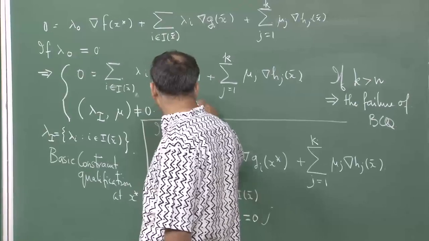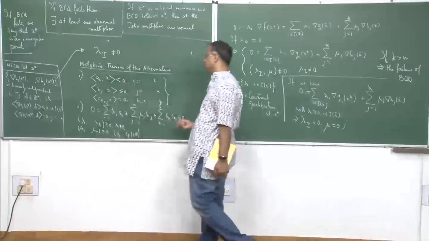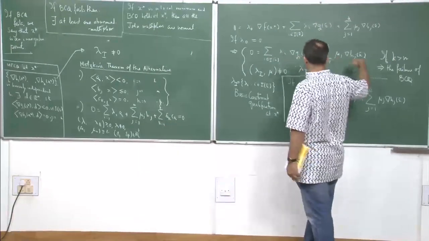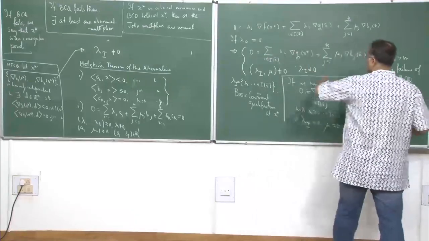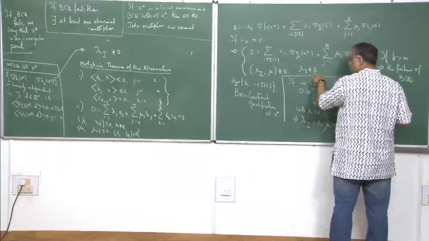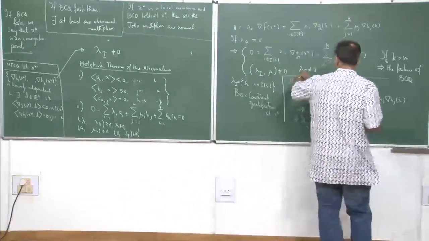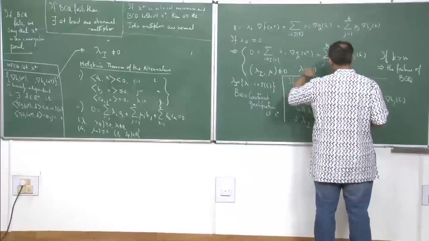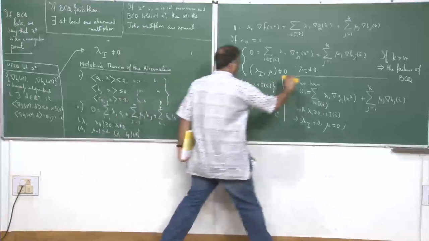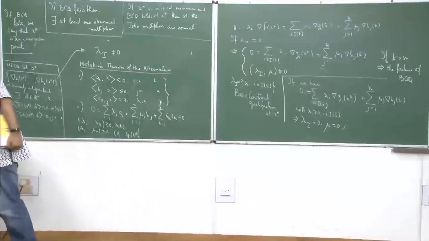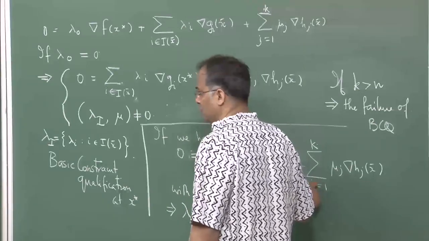have lambda I not equal to 0, as given by the Mochkin's alternative theorem. So once I know that this is not equal to 0 and this is equal to 0, I know that this system, there is a lambda I vector not equal to 0. So there cannot be any lambda I vector not equal to 0, and any mu in Rk for which this will be true, which means if this system has a solution, this system cannot have a solution, which means this is what will happen, which means the BCQ will hold.